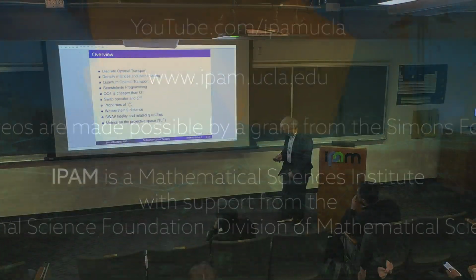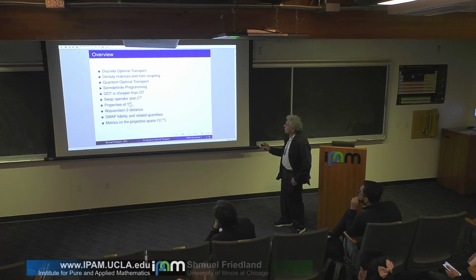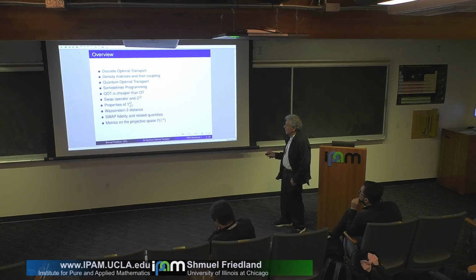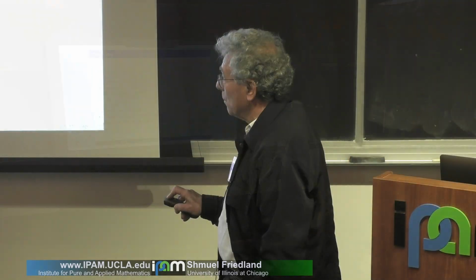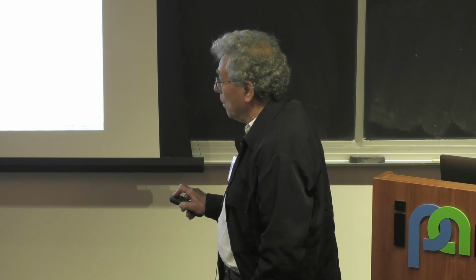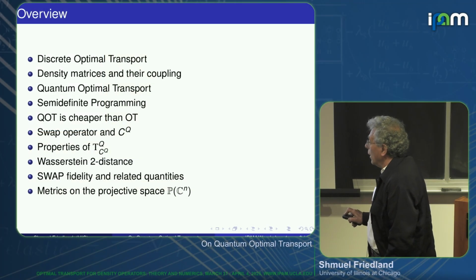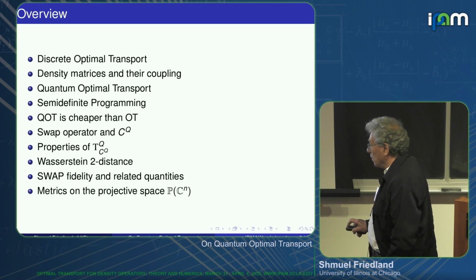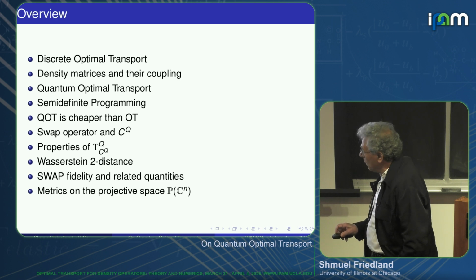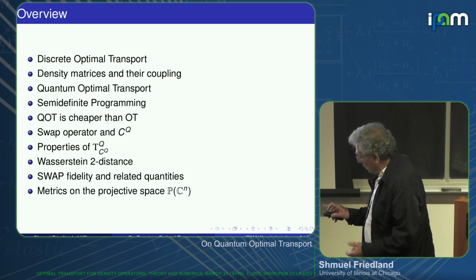So here is the outline of the talk. First we're going to talk about the origin of optimal transport for discrete density matrices, quantum optimal transport, semi-definite programming, and quantum optimal transport is cheaper than optimal transport, the swap operation, properties of the quantum optimal transport, Wasserstein distance, SWAP-fidelity and related questions, and metric and projective space. So I hope I cover everything, and if not, then I think it will be online.